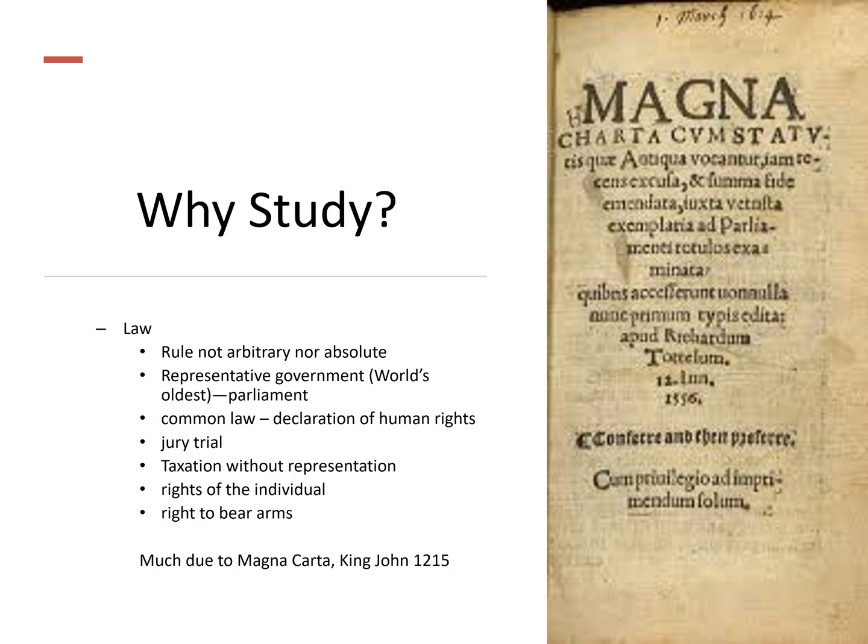Does that sound familiar? And they had a representative government after the signing of the Carta, and it's the world's oldest, called Parliament. It was based on a common law that had evolved over time, a declaration of human rights. They had taxation without representation. Again, that sounds familiar. They had the rights of the individual, and they had the right to bear arms. So these are all laws that evolved after the Magna Carta, or came about because of the Magna Carta in 1215, and greatly influenced our own American government and law.